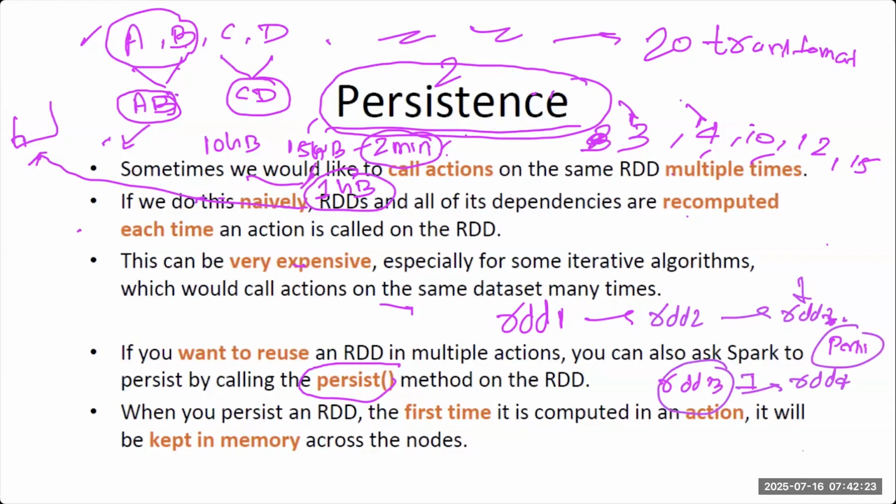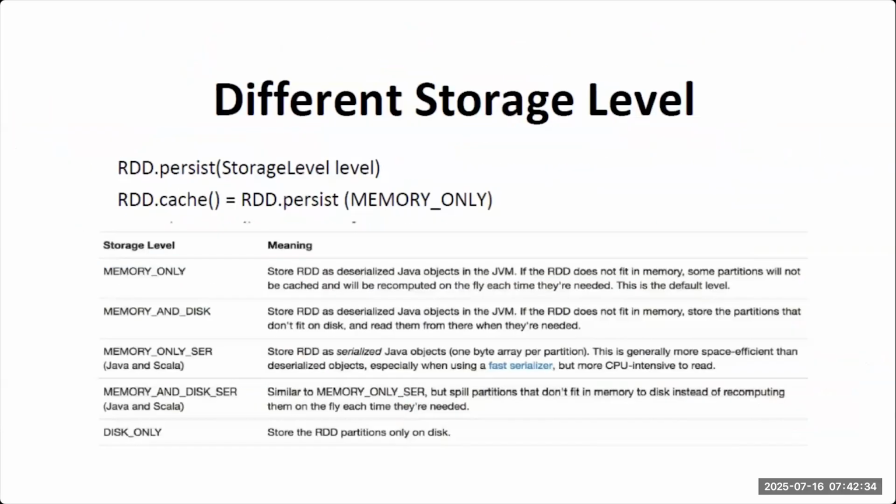So when you persist an RDD, the first time it is computed in an action, it will be kept in memory. There are different storage levels. As I told you, I am storing, right? So either I can store in memory, or I can store on disk. Disk space means hard disk. On our computer we call it a hard disk. So in servers also we have memory as well as disk.